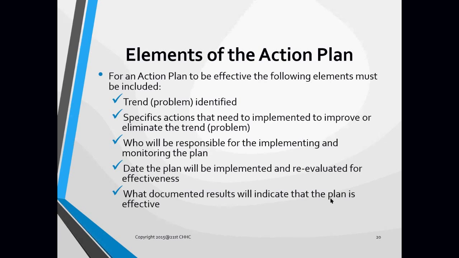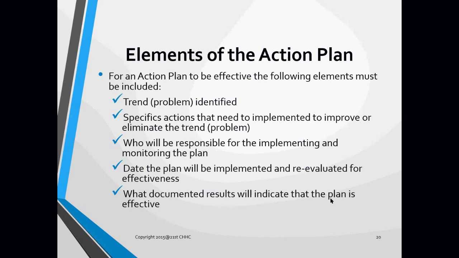You want to include a date that the plan is going to be implemented, and then also when that plan is going to be reevaluated to see whether or not it's been effective. If the plan's not effective after that date, then there needs to be a revision to that plan. And usually that, again, depends on the seriousness of the issue that's being addressed and the plan. Typically it's every quarter. However, it could be more often if it's something of significance that needs to be evaluated before the end of that quarter.